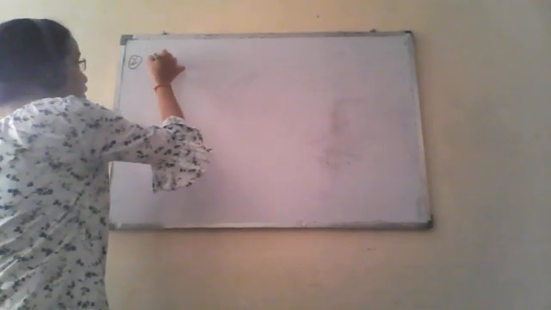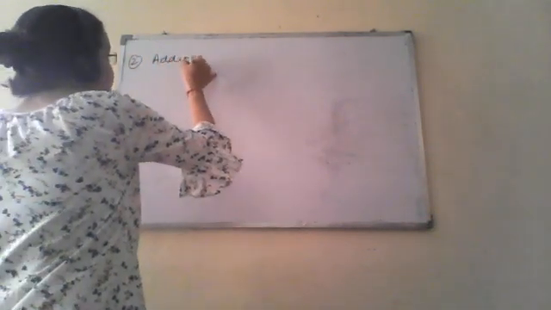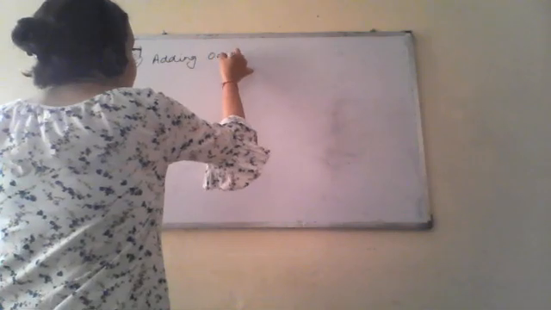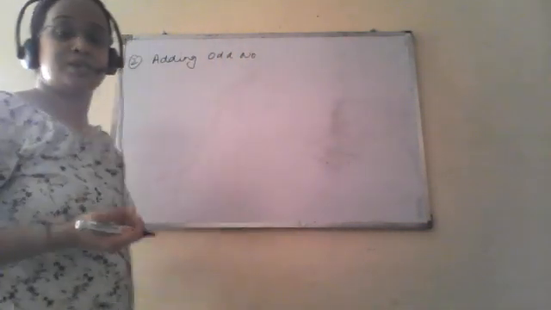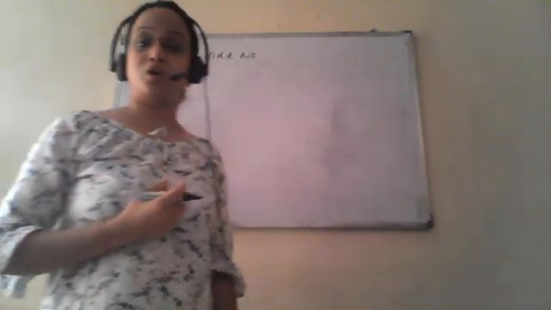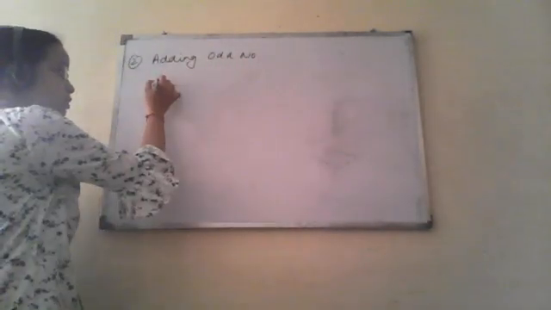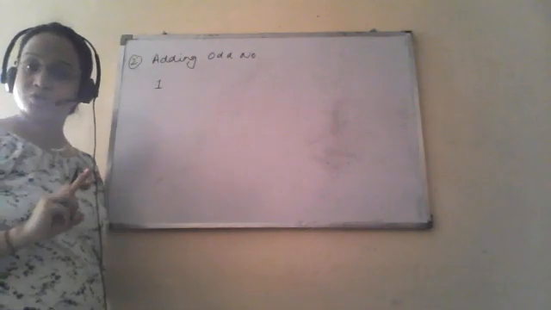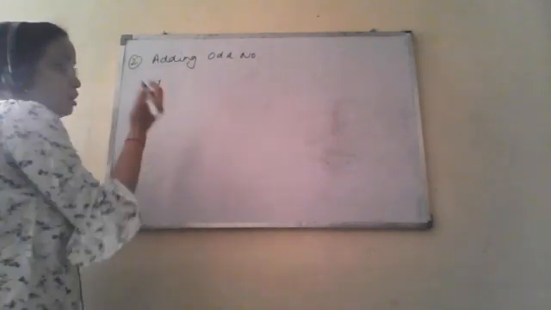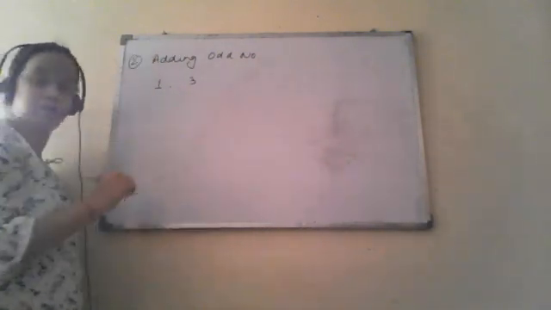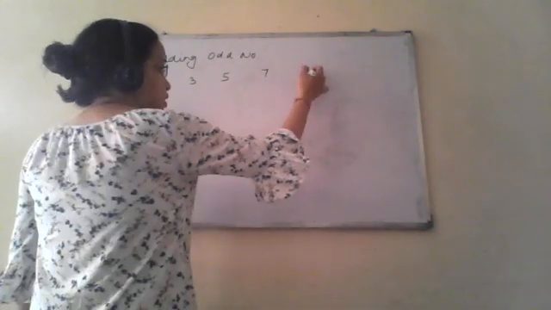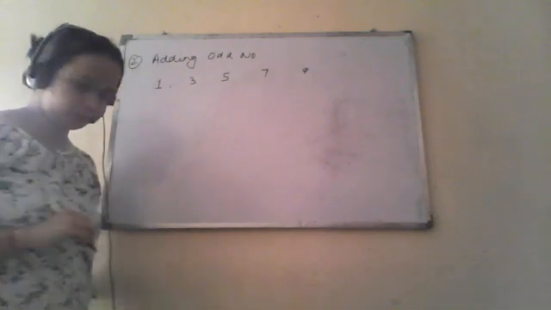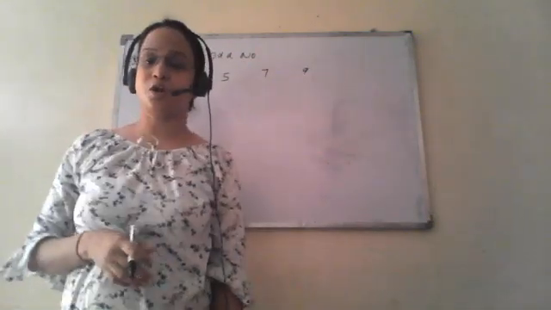Now, next thing is adding odd numbers, or you can say addition of consecutive odd numbers. Consecutive odd numbers will be: the first odd number we have is 1. Next odd number is 3. Next odd number is 5. Next odd number is 7. Next odd number is 9. Clear? These are the consecutive odd numbers.